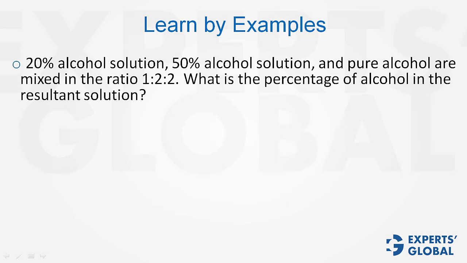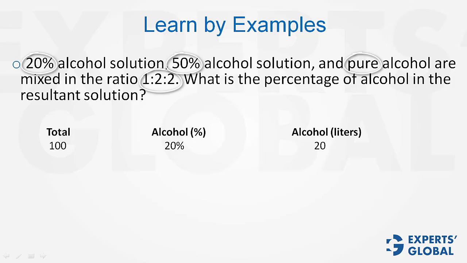Let's practice a few questions on this concept. Please try solving it yourself. So the table of content goes total, alcohol percent, and alcohol absolute liters. The ratios are 1 to 2 to 2. We assume 100 liters, 200 liters, and 200 liters. The respective percentage values are 20%, 50%. Pure alcohol means 100%. So 100 liters of 20% alcohol.